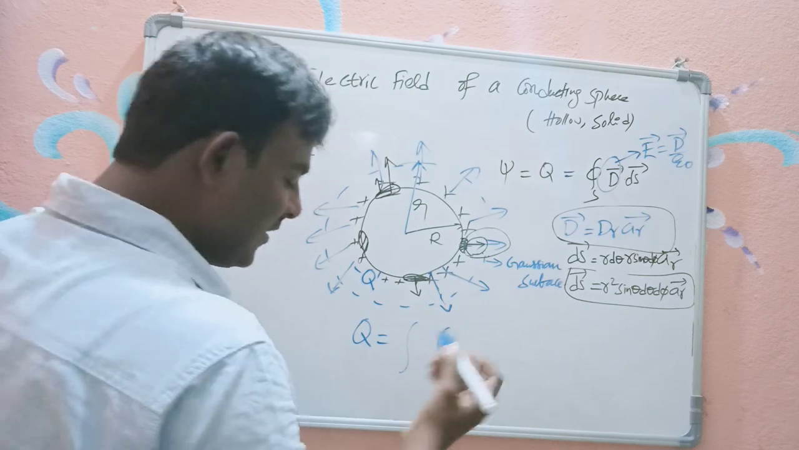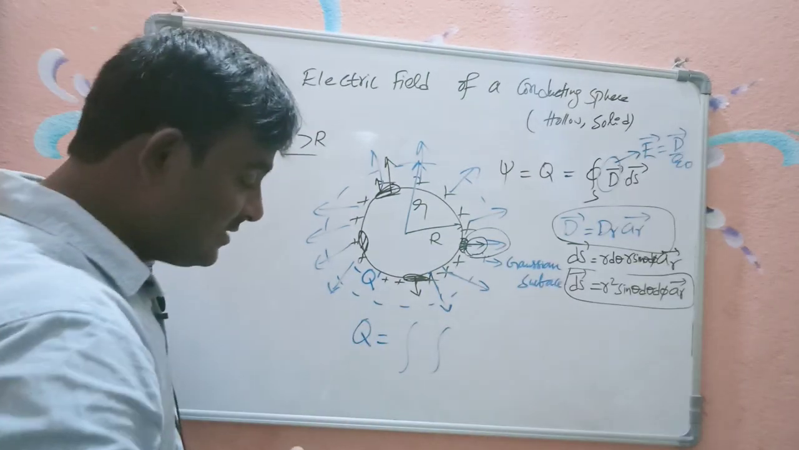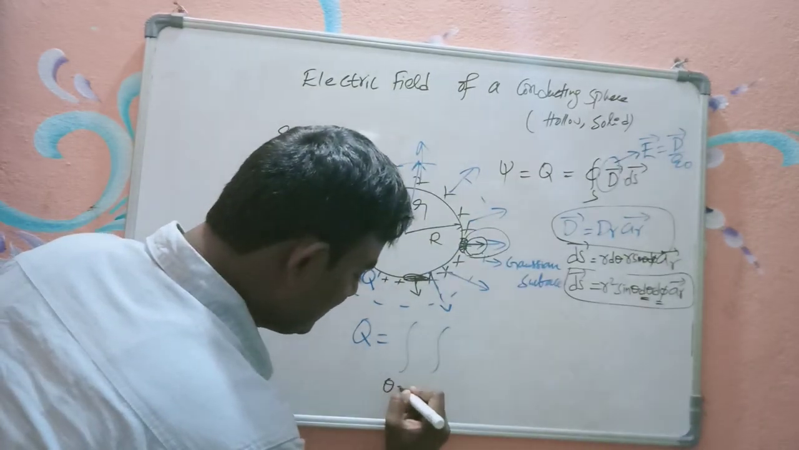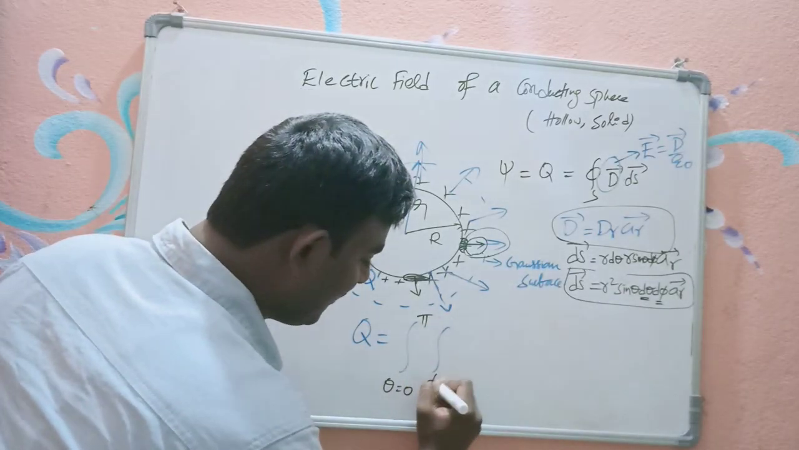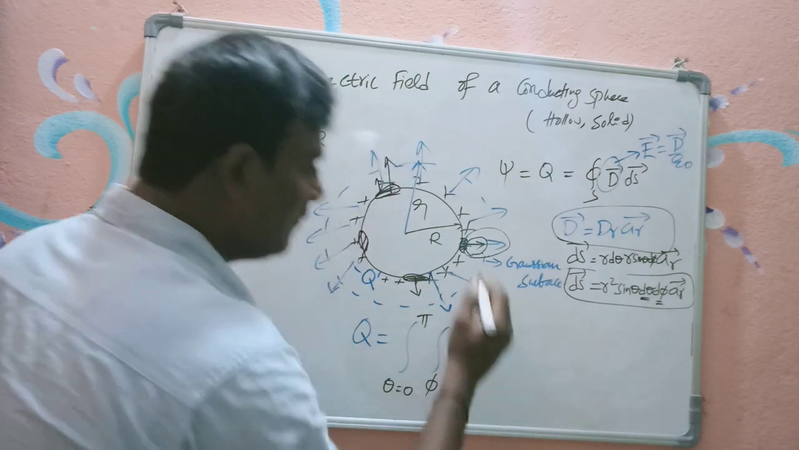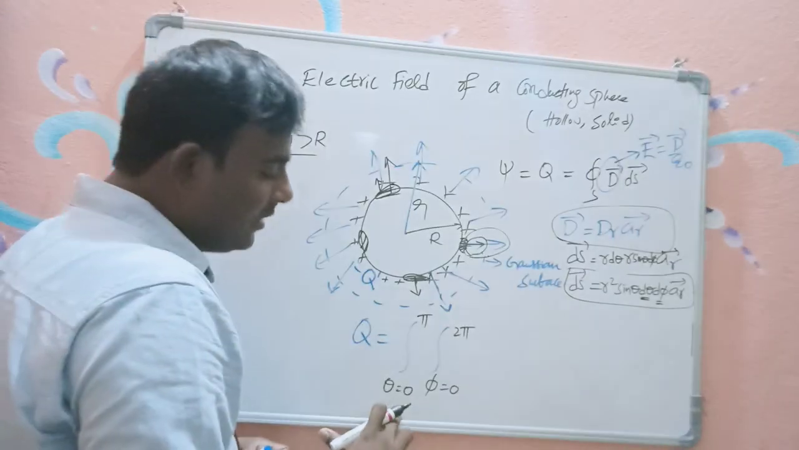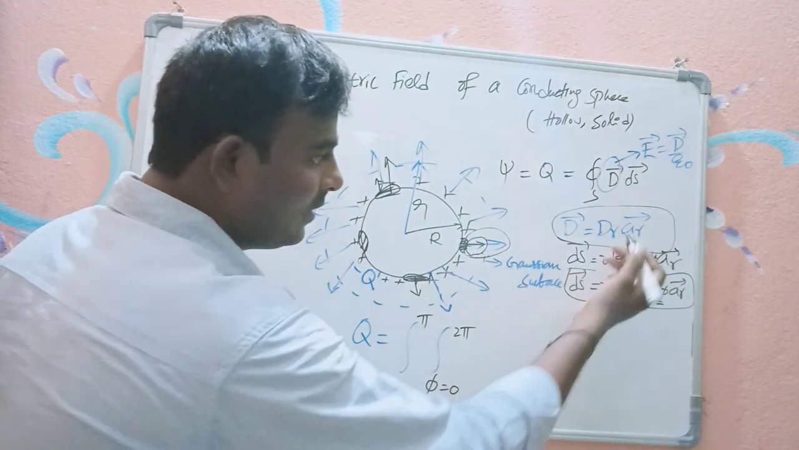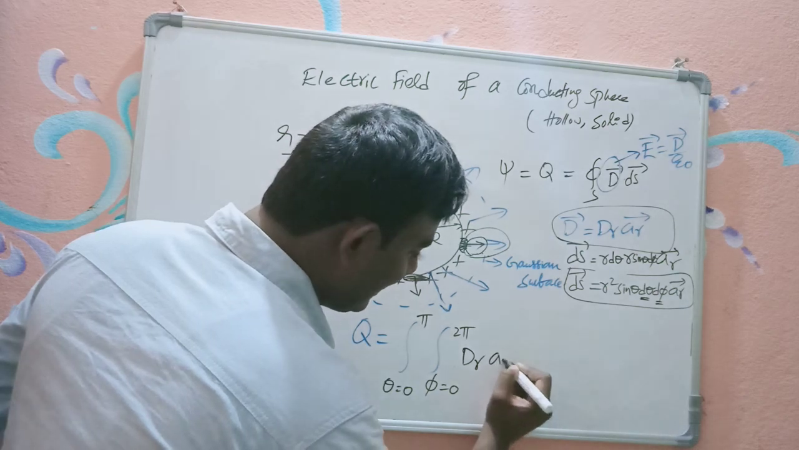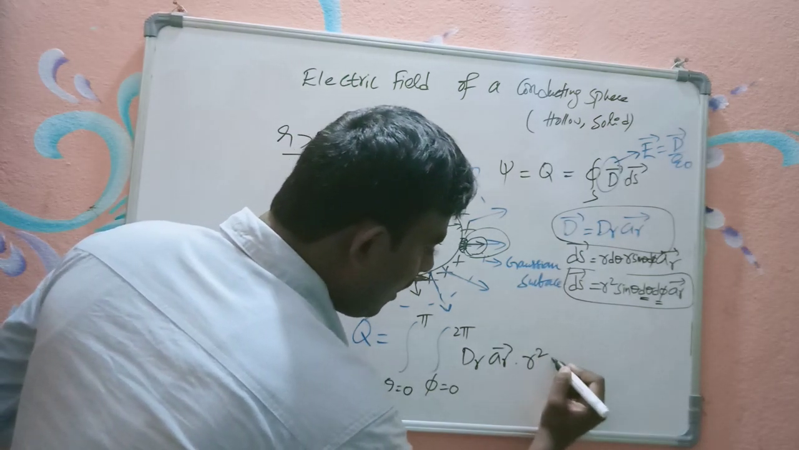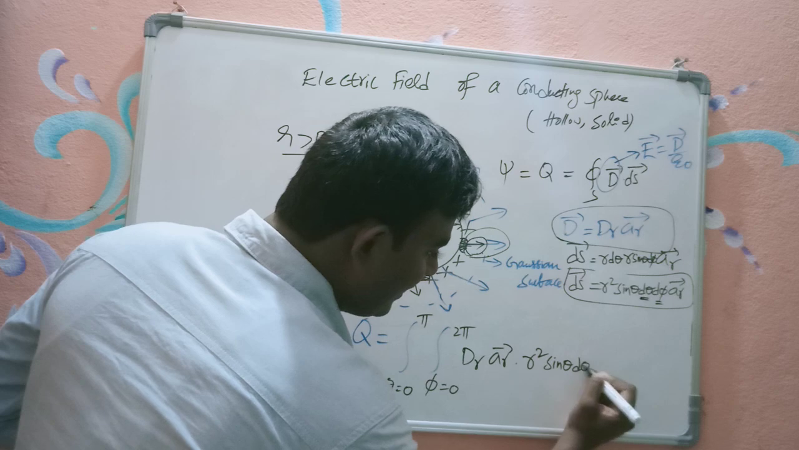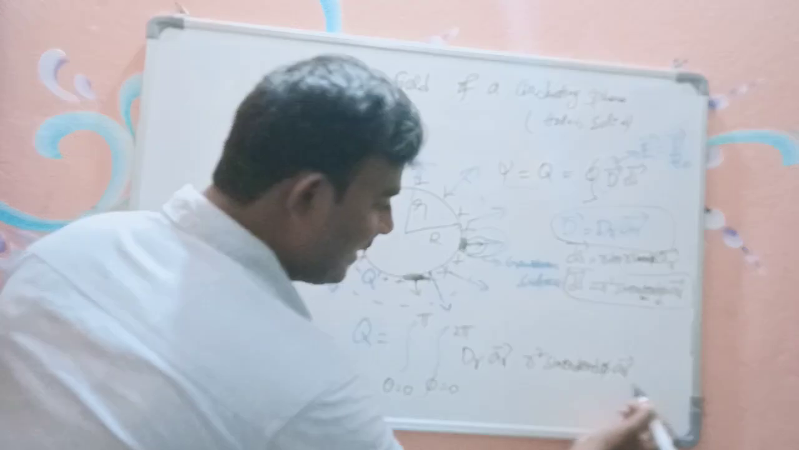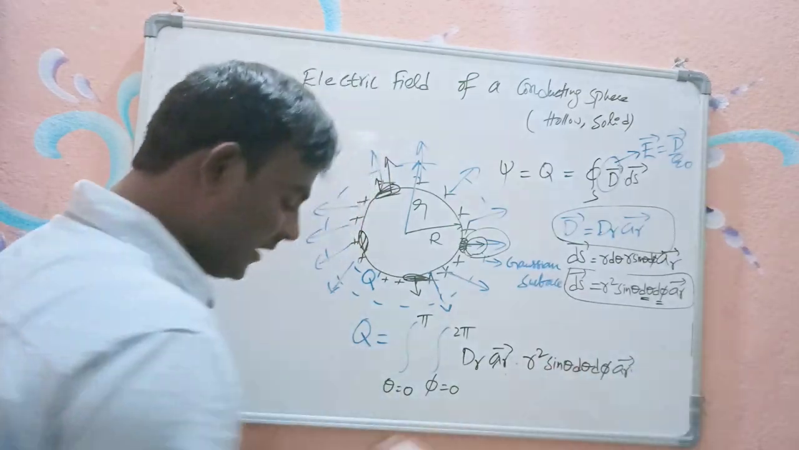Now surface integral means double integral. So this integration is in terms of theta and phi. So theta is equal to 0 to pi and phi is equal to 0 to 2 pi. For a complete sphere to form, you need to consider theta from 0 to pi and phi from 0 to 2 pi. So it is Dr ar bar dot r square sin theta d theta d phi ar bar. So ar bar dot ar bar is 1. You will get the dot product as 1.